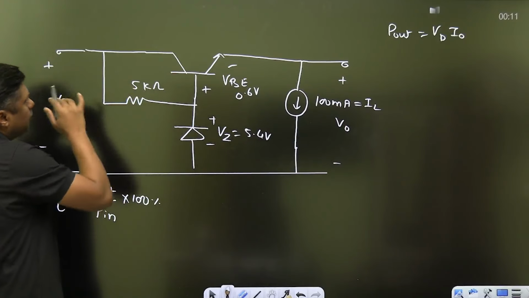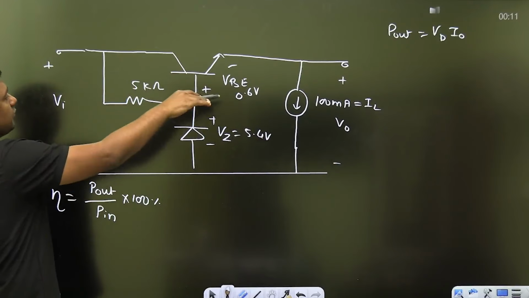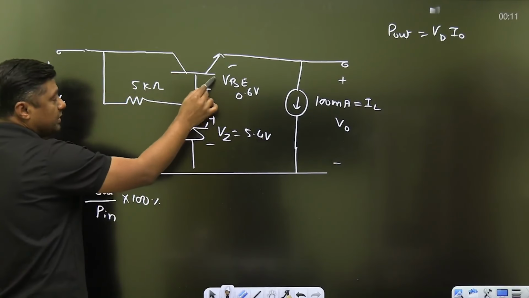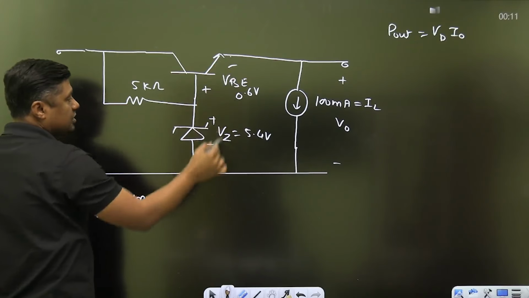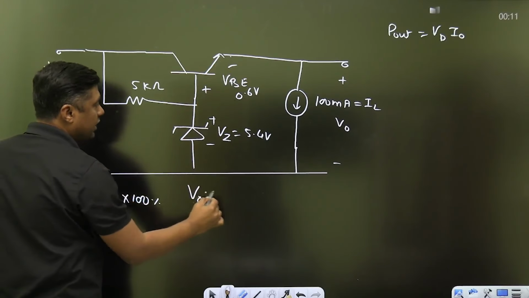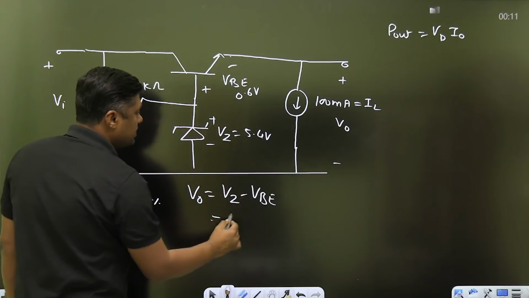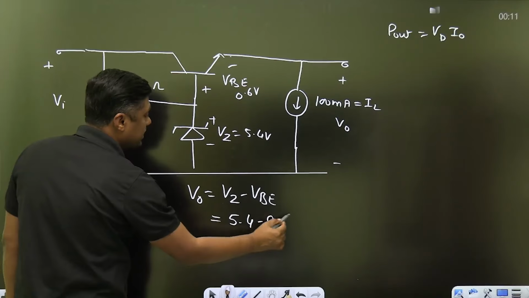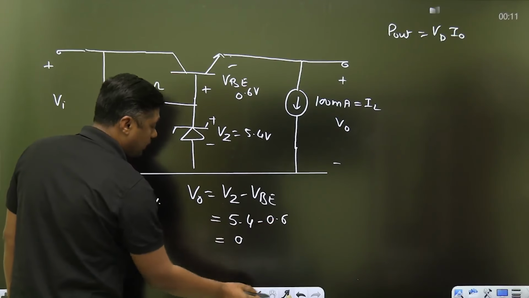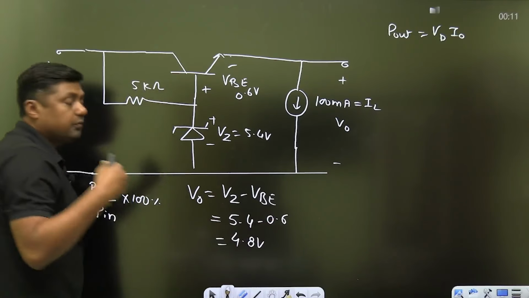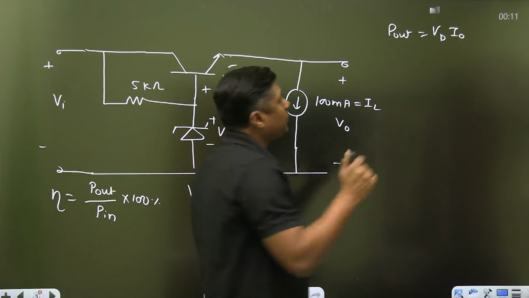Now, for the full range of VI and for the full range of load, the Zener diode should be in the breakdown region and this should be in the active region. So from this point to this point, you will get V0, the regulated voltage, VZ minus VBE. What is the VZ? 5.4 minus 0.6, you will get 4.8 volt.